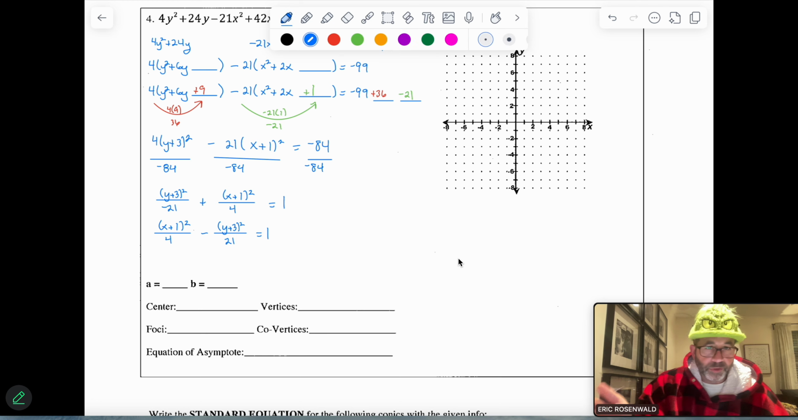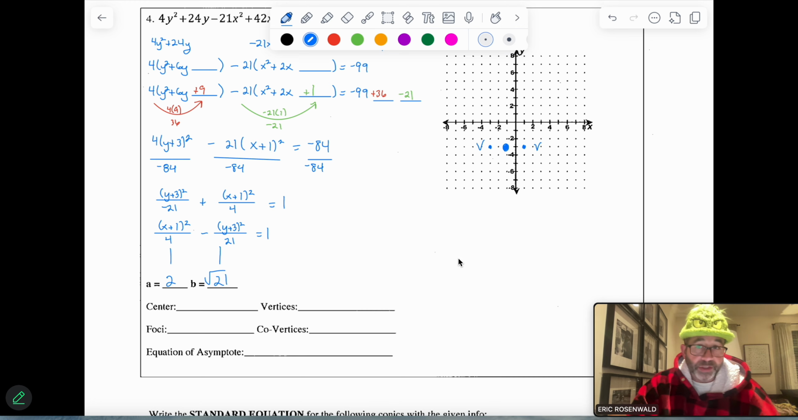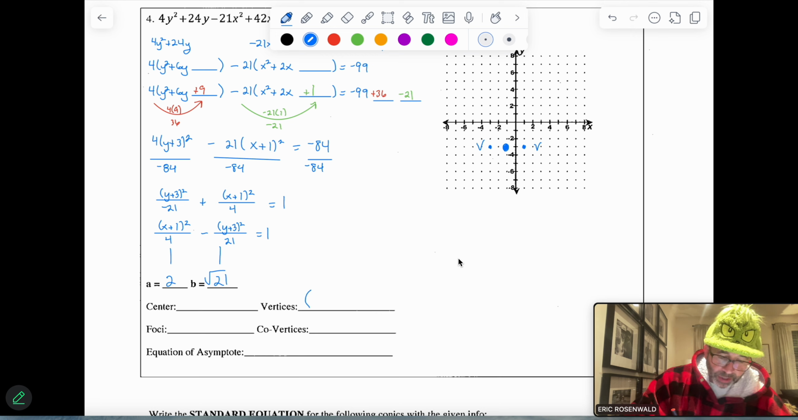I'm not going to go into real detail. I'm just going to map it out here for you. We're going to have 2 and root 21, just pulling the values straight down here. The center for this is at -1, -3. We're going to go 2 in the x direction. Those are my vertices because that's what comes first. It tells us we have to go in the right and left direction. So those coordinates are at 1, -3 and -3, -3. Okay, my center, I forgot to write down, sorry, is -1, -3.